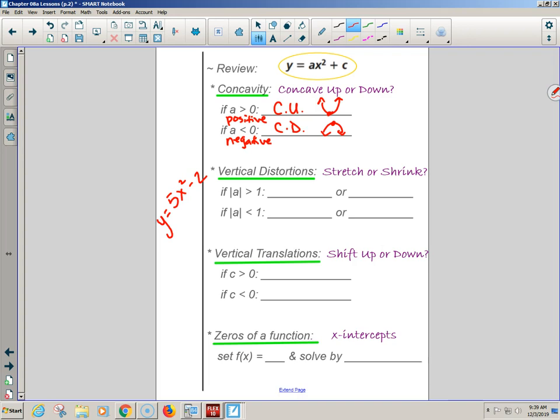Stretch or shrink. If I have a 5, that's something greater than 1. What's going to happen? Am I pulling the rubber band or am I pushing it? Pulling it. And here's why. If all your heights are 5 times higher, hasn't your parabola got pulled higher? So if it's 5 times higher, that's going to be a vertical stretch.